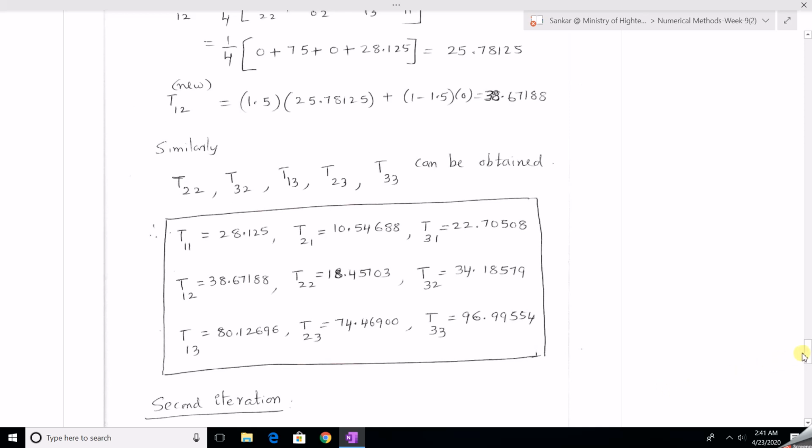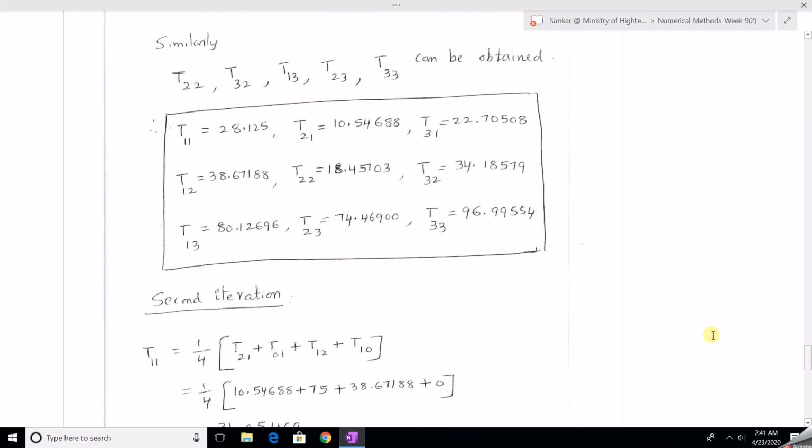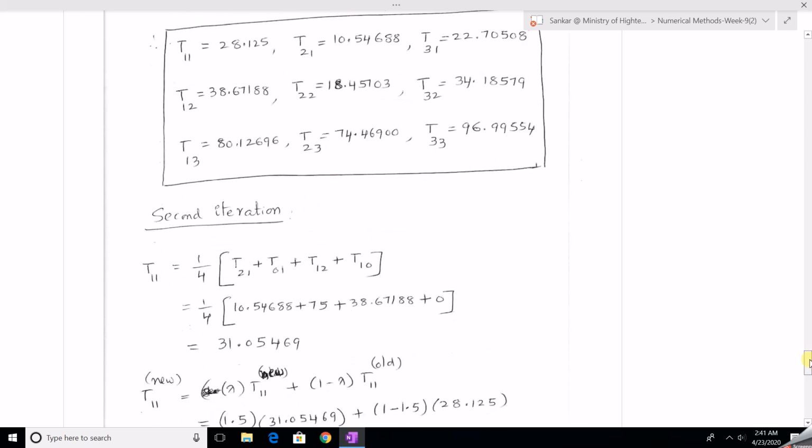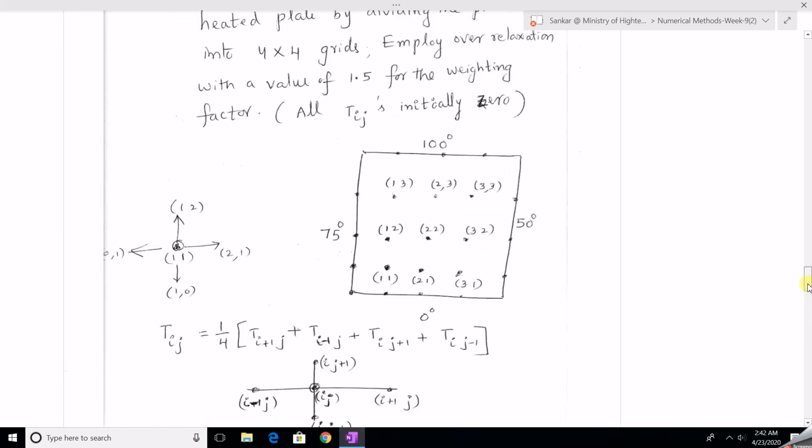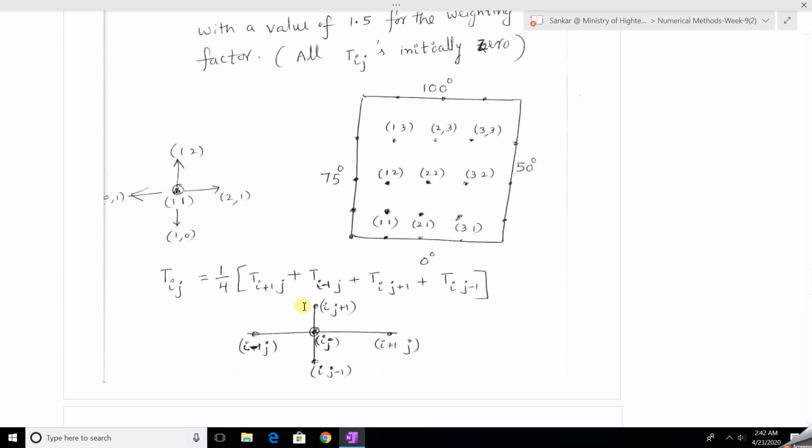Now we will go to the second iteration. So when we go for the second iteration, these values we already computed in the first iteration will be the old values. So we consider these values as old values when we go for the second iteration. So let me write again the second iteration approximations, T11. So the first point is 11. So we find the temperature at 11.